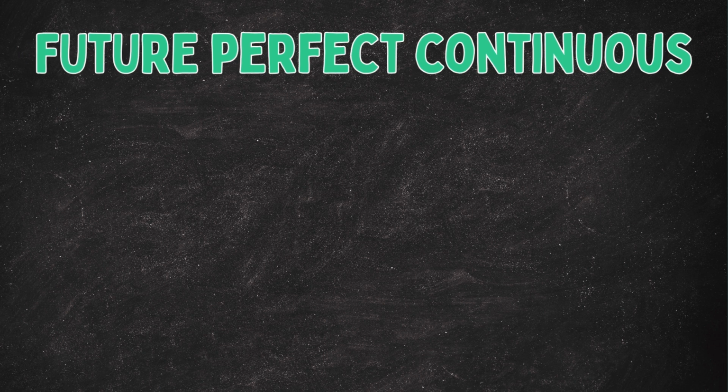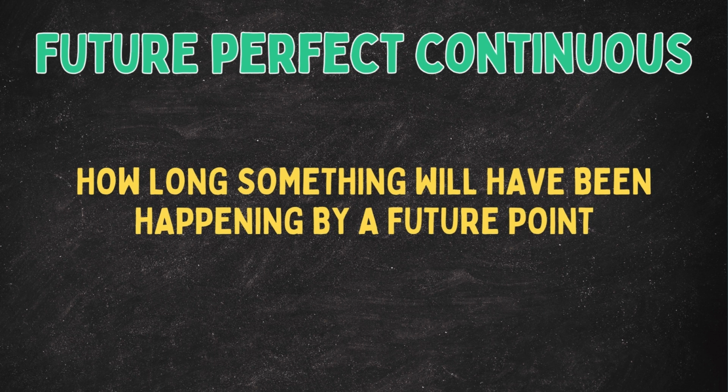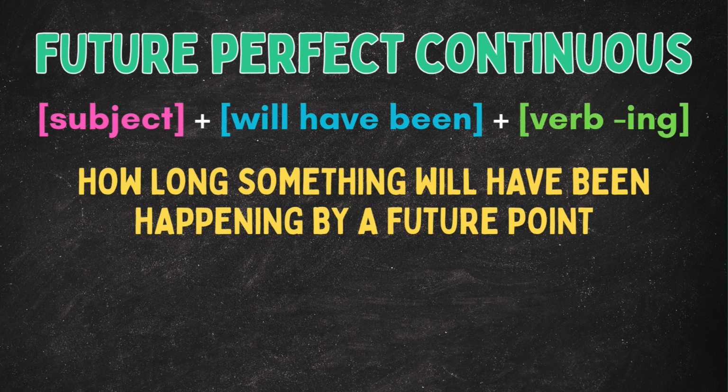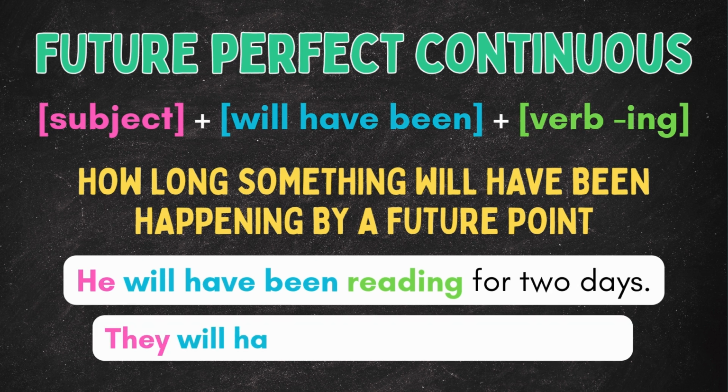Future perfect continuous. The future perfect continuous shows how long something will have been happening by a future point. The sentence structure consists of subject plus will have been plus verb with ing. For example, he will have been reading for 2 days. They will have been writing for weeks.